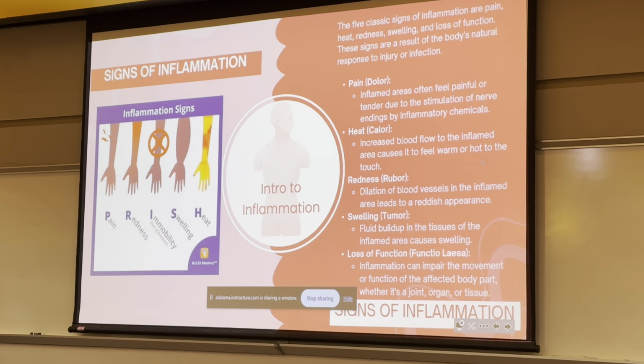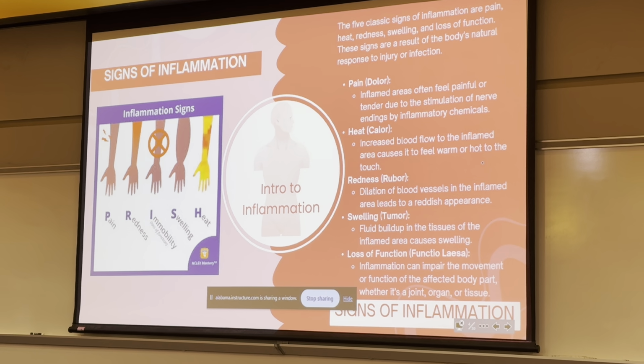You can remember the acronym PRISH for those. Obviously, P first is your pain. We expect some or slight pain there. That's due to all of the fluid and immune cells pressing on the nerve receptors in those tissue areas, which causes some discomfort. Redness or heat is just the increased vascularity in that section of the body. So we're going to feel hot or warm.